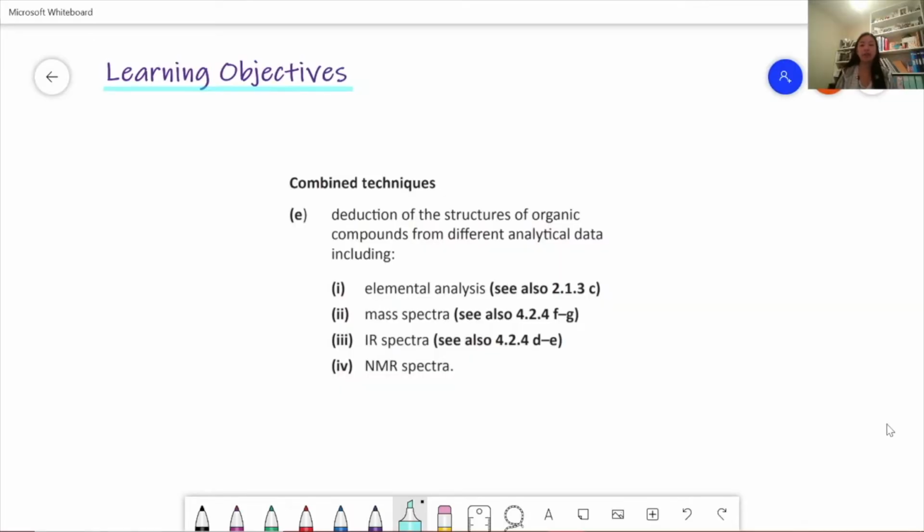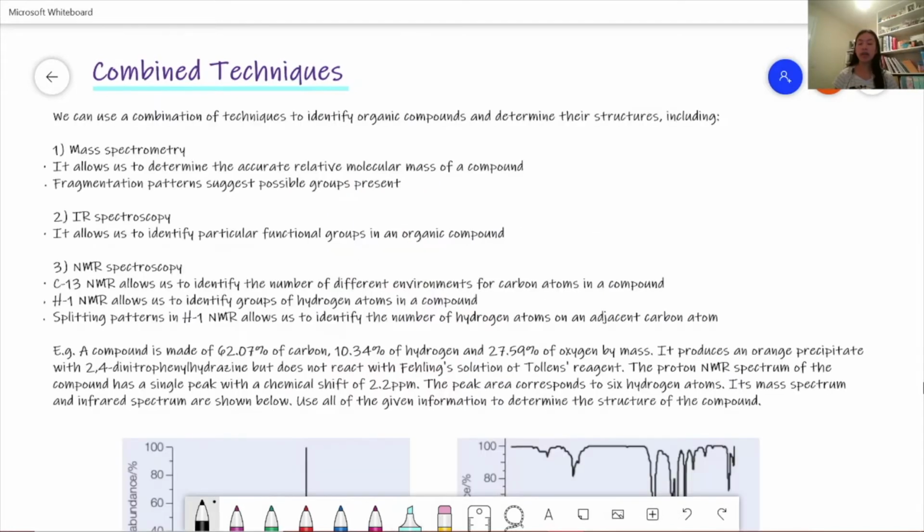Today we're going to be looking at combined techniques. So our learning objective is to look at the deduction of the structures of organic compounds from different analytical data, including elemental analysis, mass spectra, infrared spectra, and NMR spectra. Now we're going to look at combining all the techniques that we've learned.